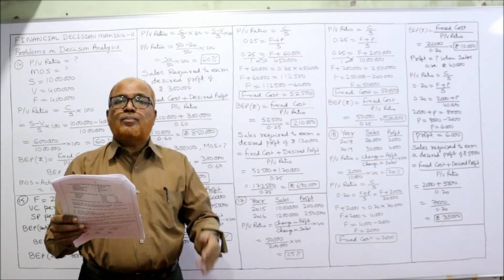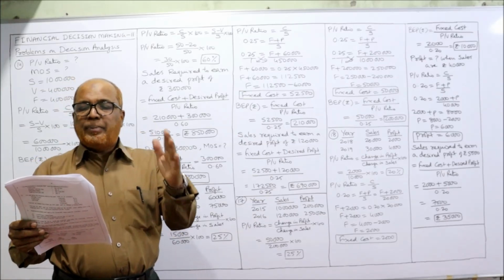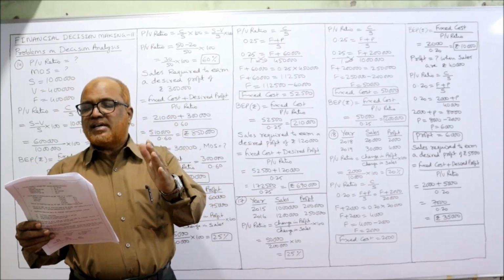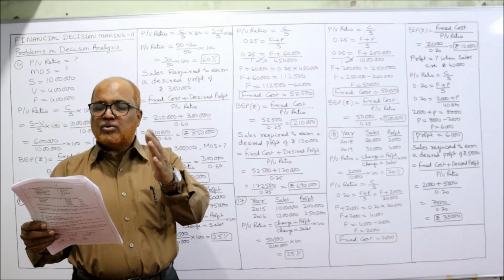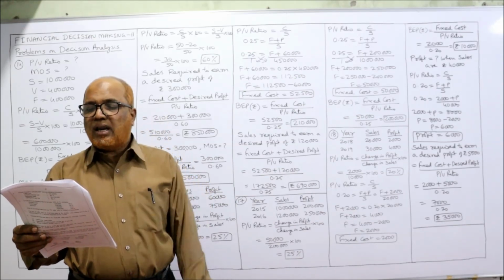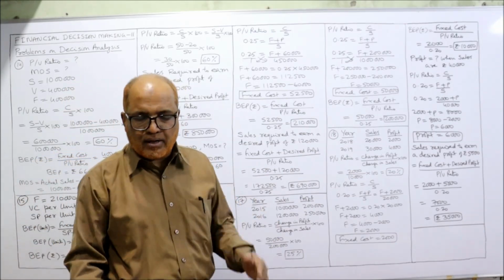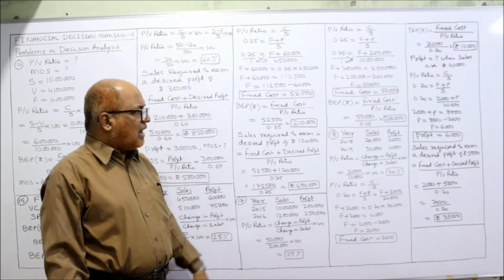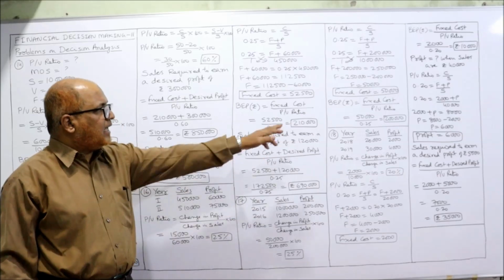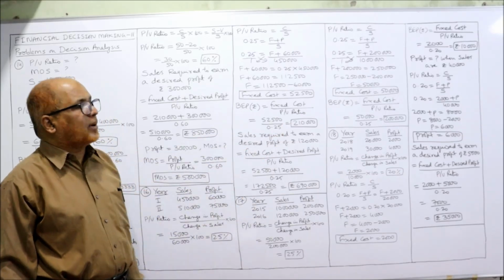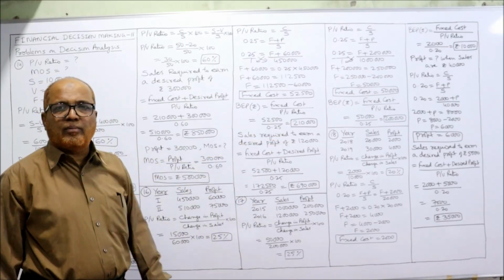But one more extra point we have to calculate. Calculate the PV ratio, fixed cost, break-even sales, profit at a sales of 40,000 and sales to earn a profit of rupees 5,000. So 5 questions are asked. One by one we will attempt. Very easy. After watching the 16th and 17th problem, easily you can do the 18th problem.